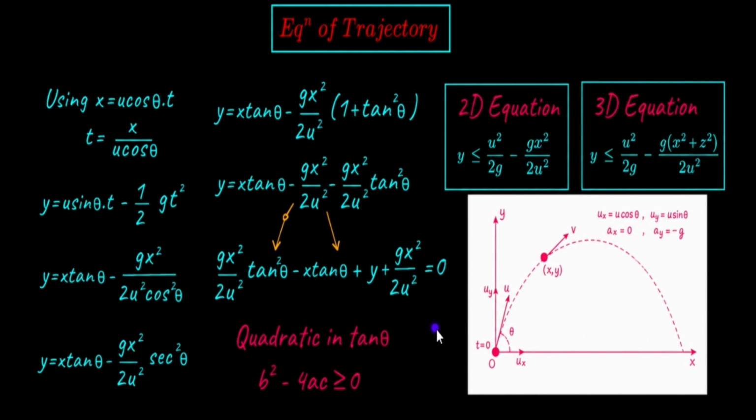Simplifying. x square minus 2g x square upon u square into y plus g x square upon 2u square greater than or equal to 0. Now I am dividing throughout by x square, assuming x is not equal to 0. We get 1 minus 2g y upon u square minus g square x square upon u to the power 4 greater than or equal to 0.